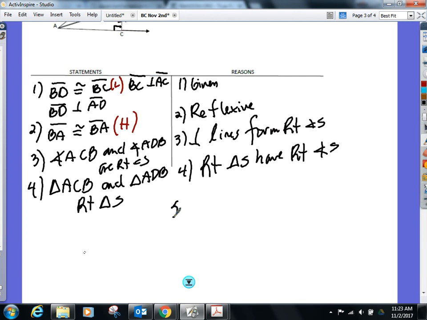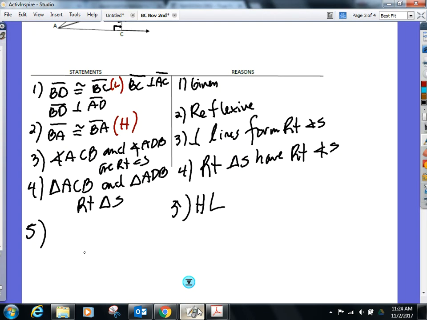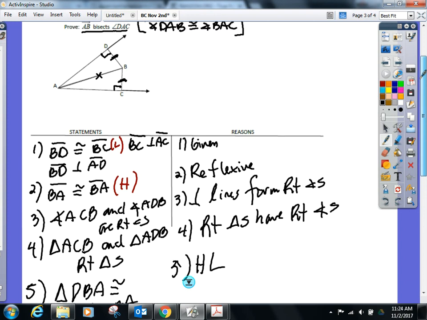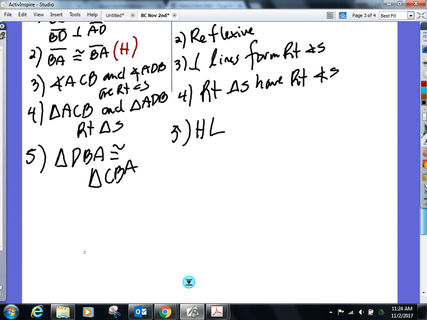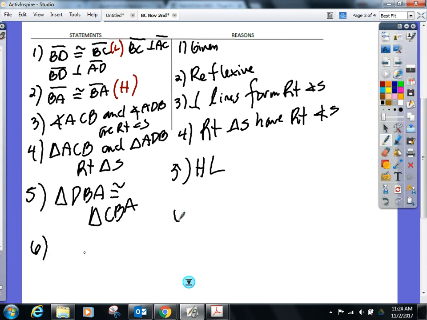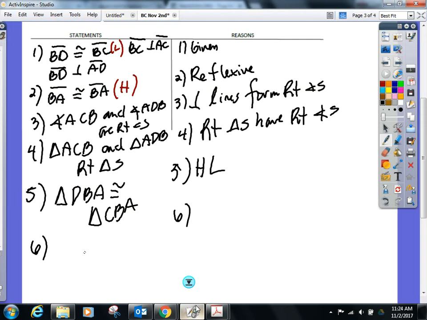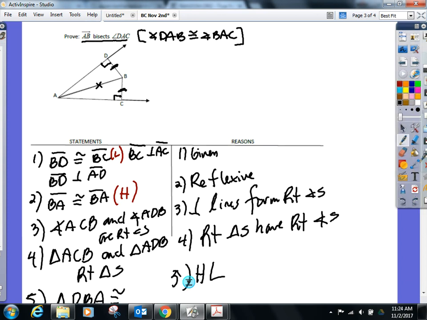Now the triangles are congruent by hypotenuse leg, but I'm going to need a good congruent statement here. What do you got for me? DBA congruent to CBA. Let's take a quick glance here. DBA, CBA, fine. No issues. Okay, now the triangles are congruent. I now know which pair of corresponding parts.